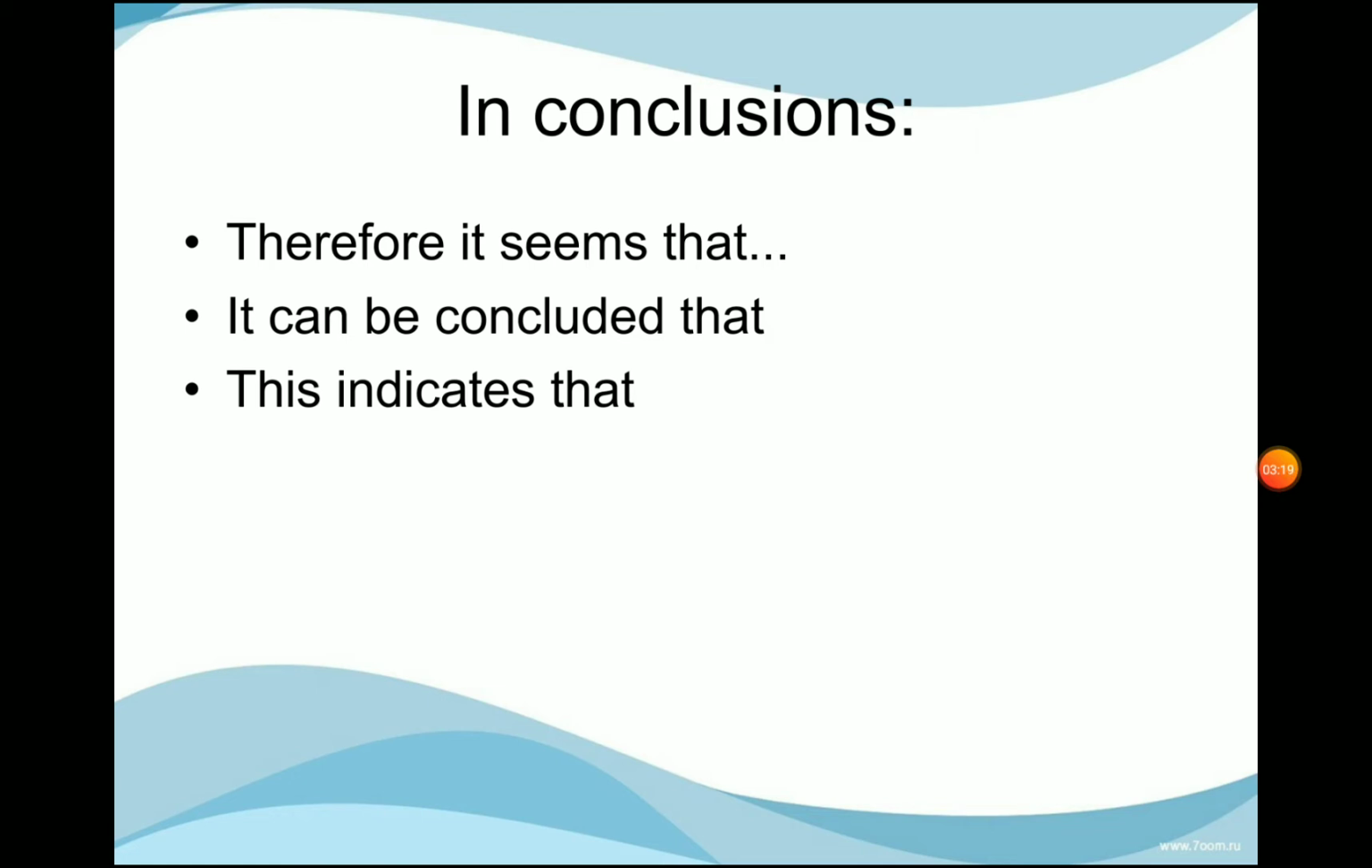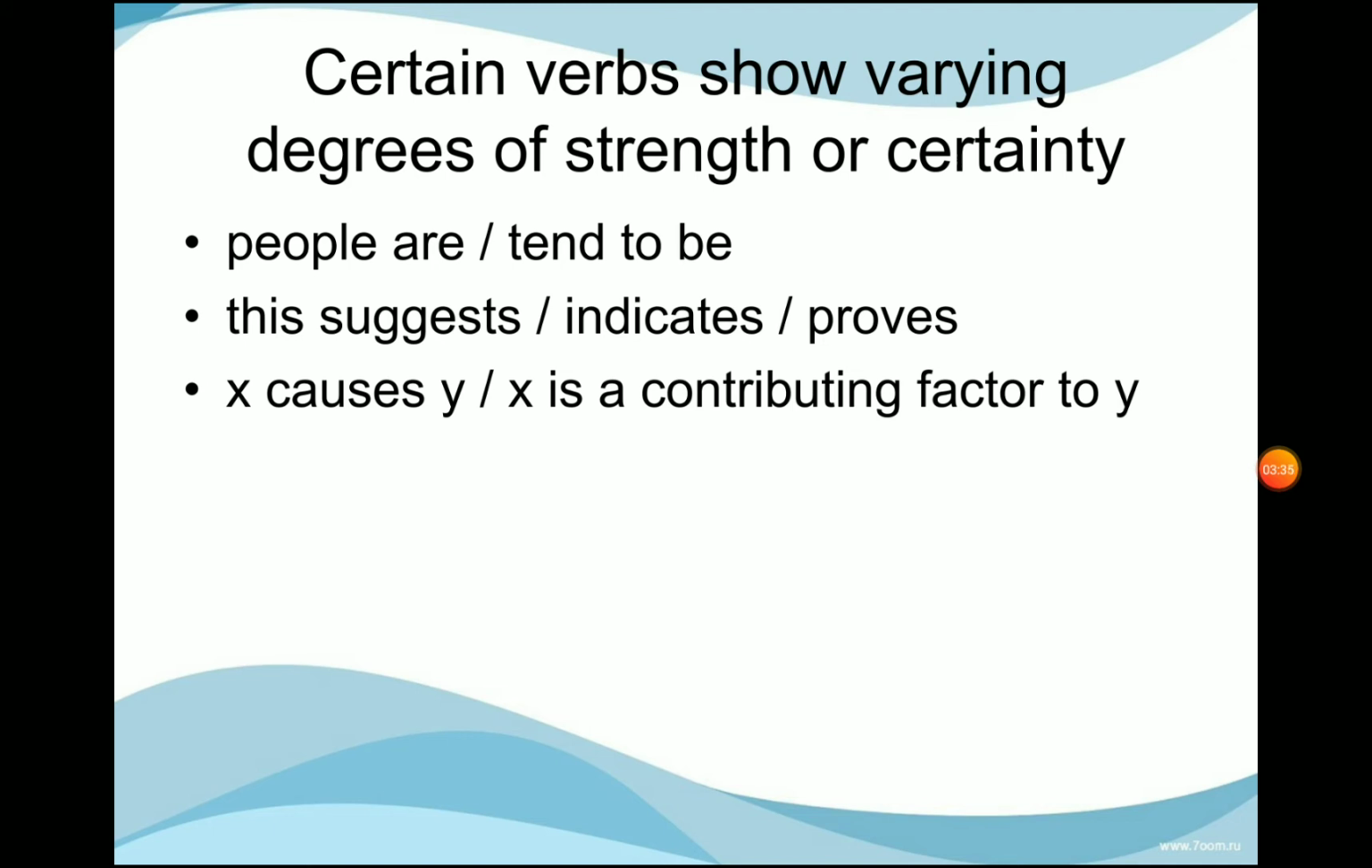And in conclusions, it is useful to modify your statements with these expressions: therefore, it seems that, it can be concluded that, this indicates that. Certain verbs, for example, can also show varying degrees of strength of certainty. People are, tend to be. This suggests, this indicates, this proves. Something causes something. Something is a contributing factor to something.